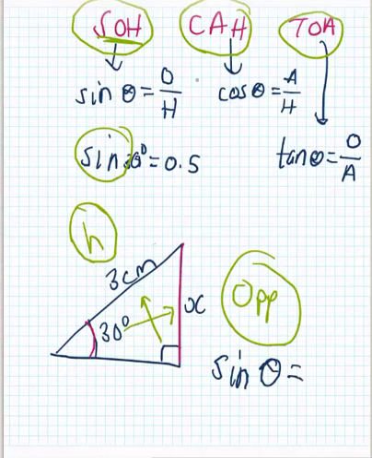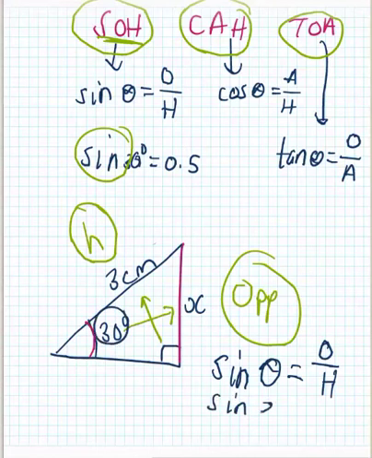Sine is equal to opposite divided by the hypotenuse. And now fill in what you have. So that's a formula. Now the angle is given to us. The angle is 30 degrees. So we've got sine 30 degrees.